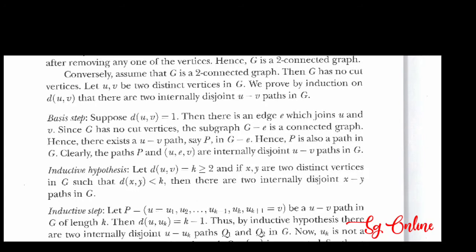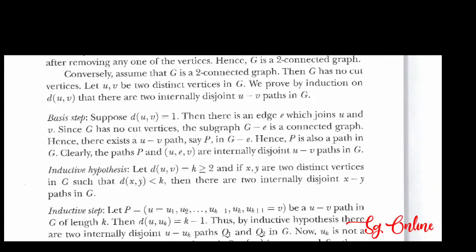Now we prove by induction on the distance between U and V, and the basic step goes for the distance equal to 1. The distance equal to 1 means they are adjacent to each other, and suppose E is the edge between them, and then there is no cut vertex. So if you delete the edge E, the graph is not disconnected, because if you delete U or V, the edge E is deleted, and since U and V are not cut vertices, deletion of this edge cannot make the graph disconnected, and so G minus E is a connected graph.